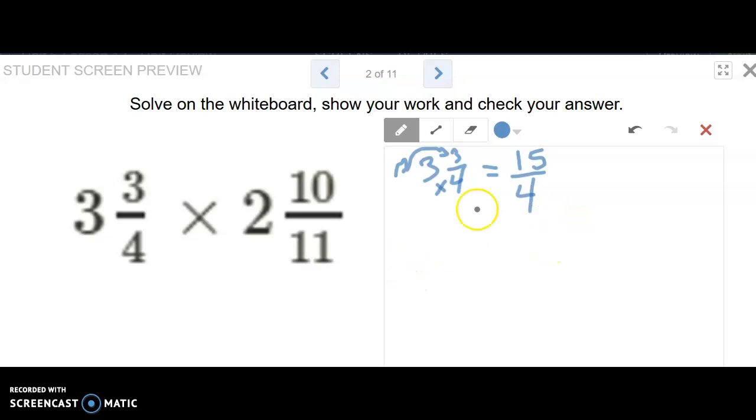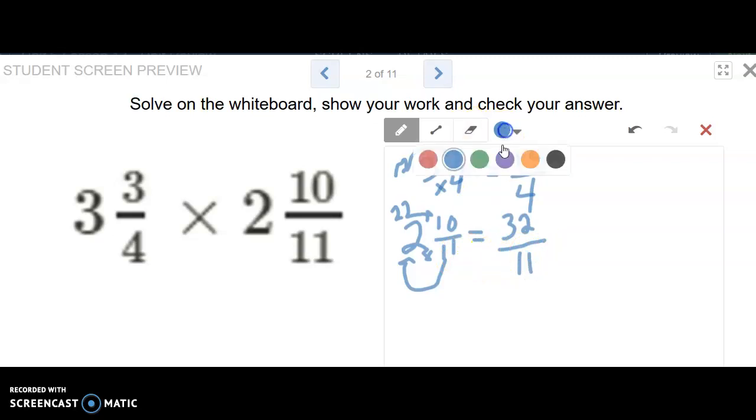We need to do the same with our mixed number of 2 10/11. Okay, let's find the improper fraction. I'm going to multiply my denominator times my whole number. 11 times 2 gives me 22. And then I'm going to add the 10, the numerator, to 22, which gives me 32. And this goes over 11.